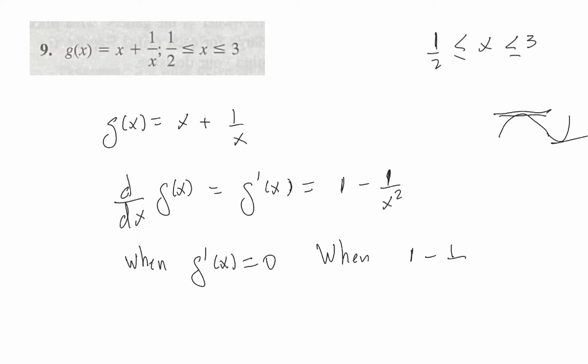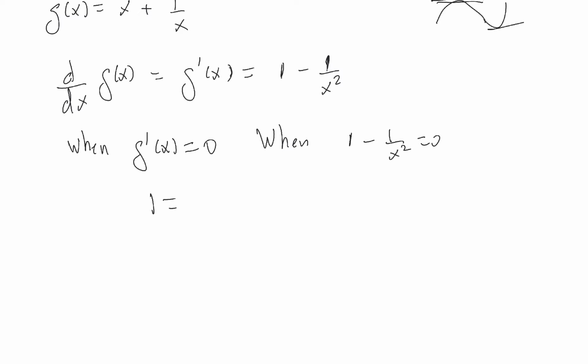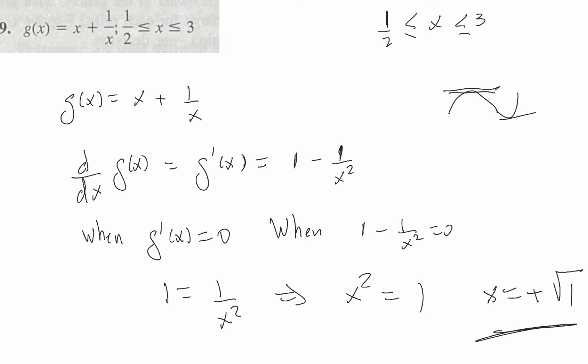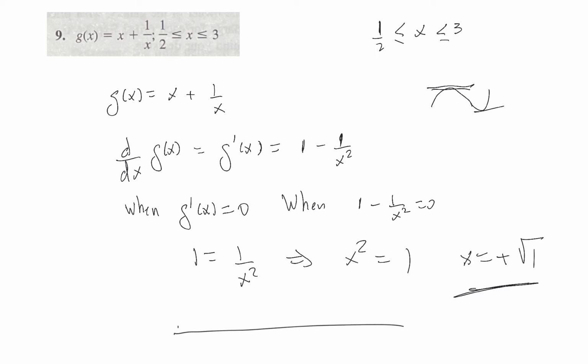when 1 minus 1 divided by x squared is 0. And when this happens, 1 is equal to 1 divided by x squared, so x squared equals 1, so x equals plus or minus the square root of 1. In the interval that we are considering, the interval 1/2 to 3, this is the 0, this is 1/2, this is 1, 2, and 3.